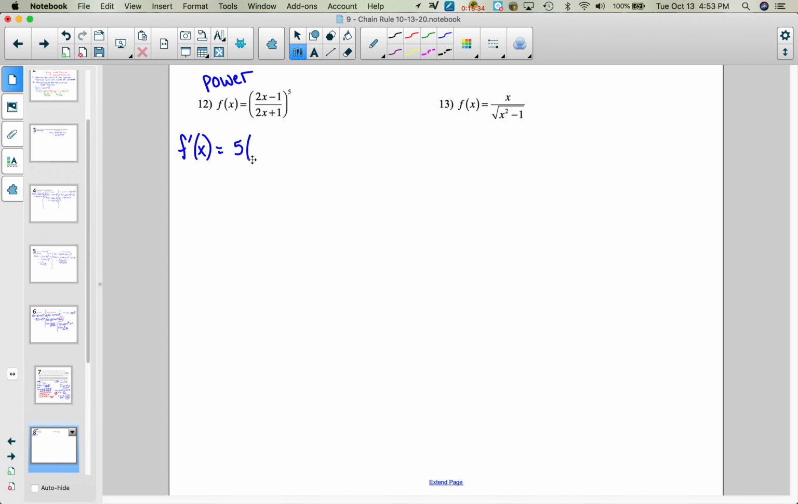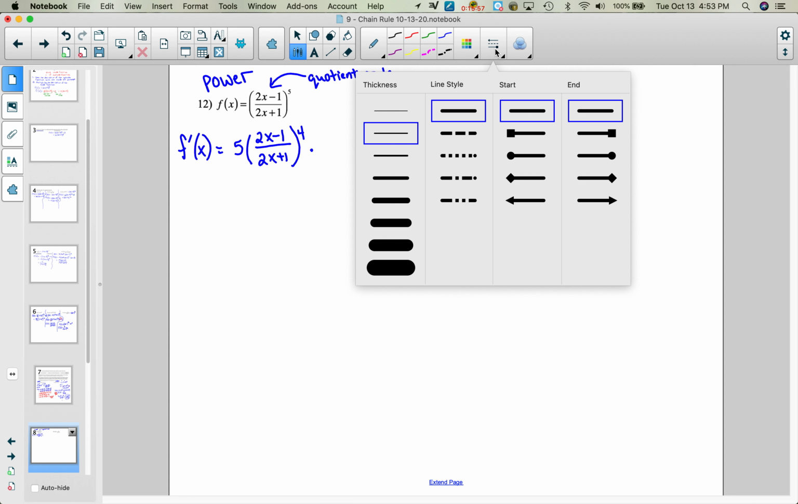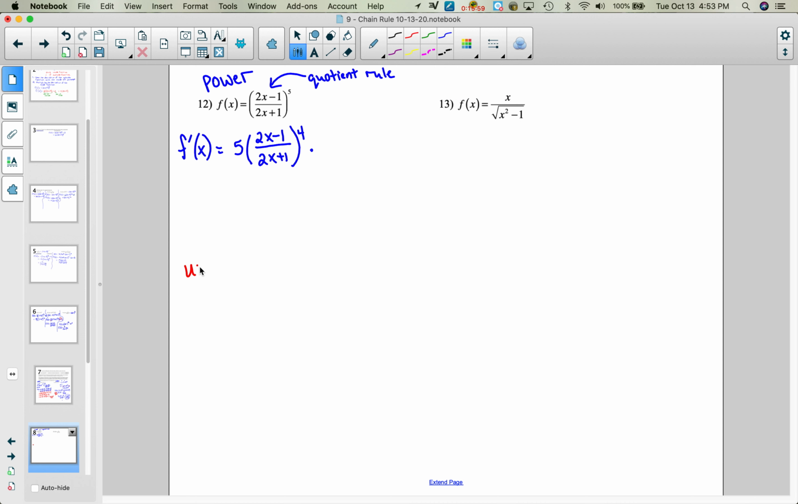So that's going to be 5 times (2x minus 1 over 2x plus 1) to the 4th power times the derivative of what's inside. Well, that's going to require the quotient rule. So to get the derivative of what's inside, I'm going to do this down below here to show the work. So u is 2x minus 1, v is 2x plus 1, so u prime is 2 and v prime is 2.